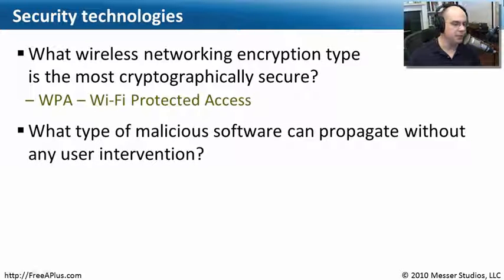What type of malicious software can propagate without any user intervention? Well, we know there's one type that we have to click on to run it. There are other types that pretend they're one thing and they're really not. The one that can propagate without us even being involved is a type of malicious software called a worm.